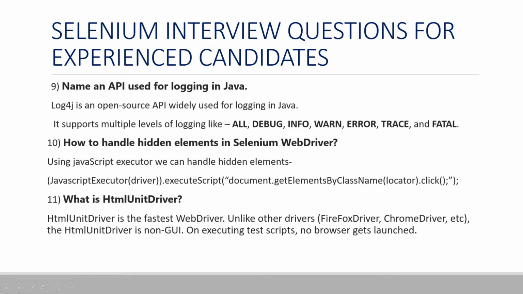If we are using Log4j, we will get all the logs: all, debug, info, warn, error, trace, and fatal. Based upon my requirements, I can make all these logs with the help of these methods: all, debug, info, warn, error, trace, and fatal. These are all the levels of the logs.